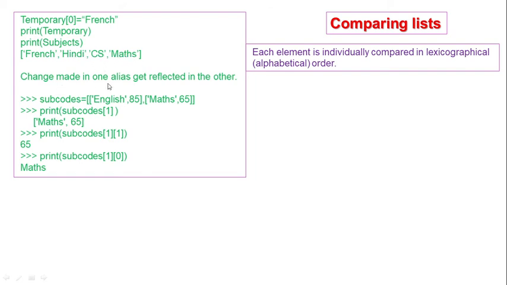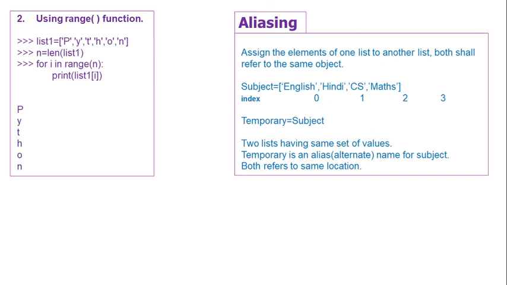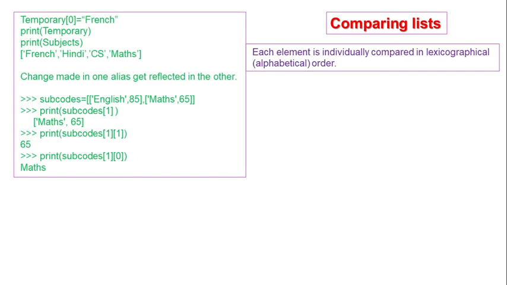Change made in one alias gets reflected in the other. Actually, we haven't made a change in subject, we have made a change in temporary. So when we make a change in subject, it reflects in temporary. When we make a change in temporary, it reflects in subject.